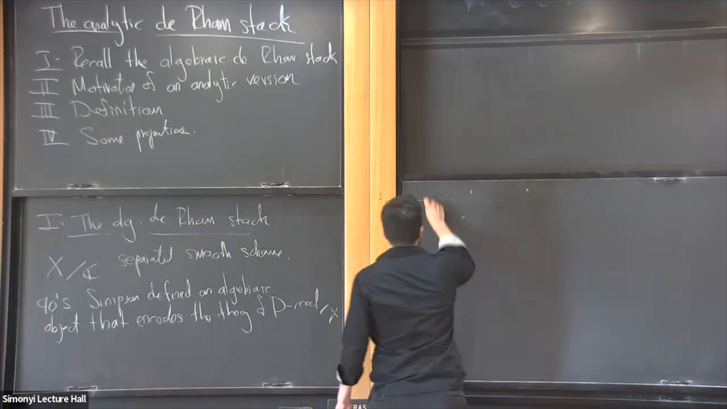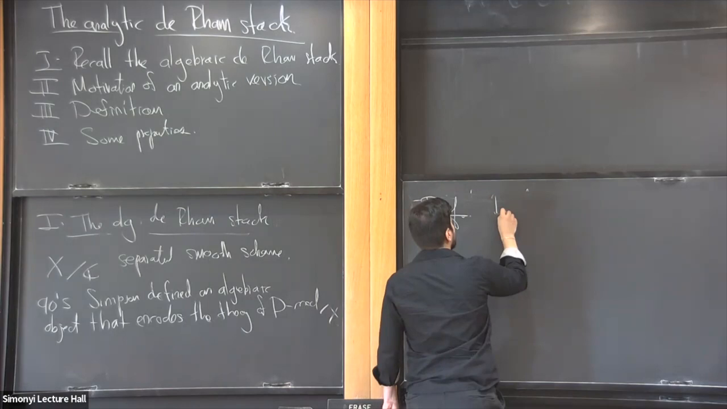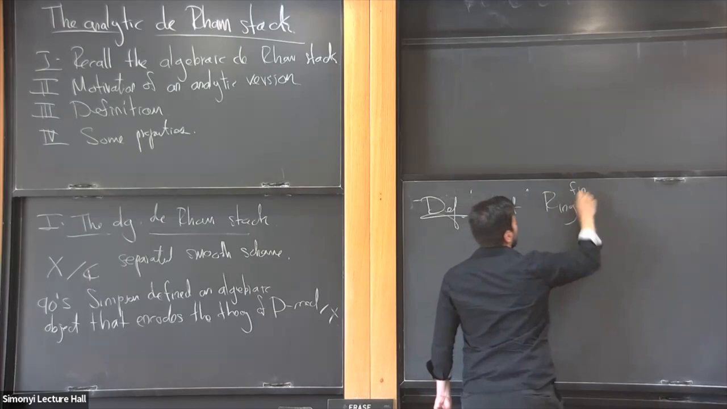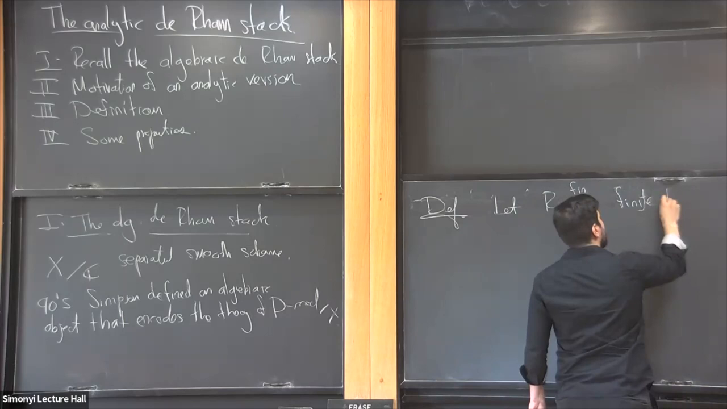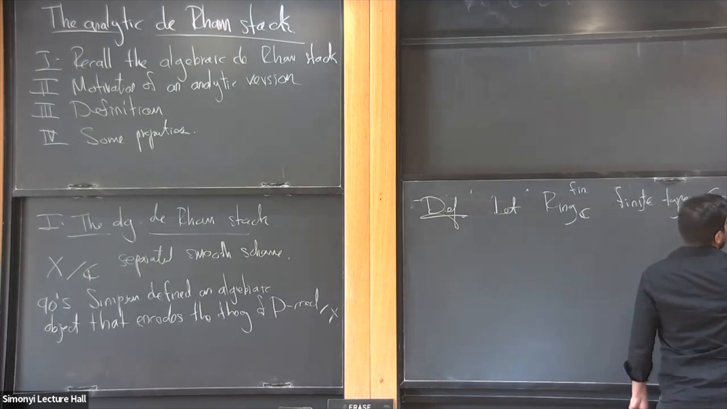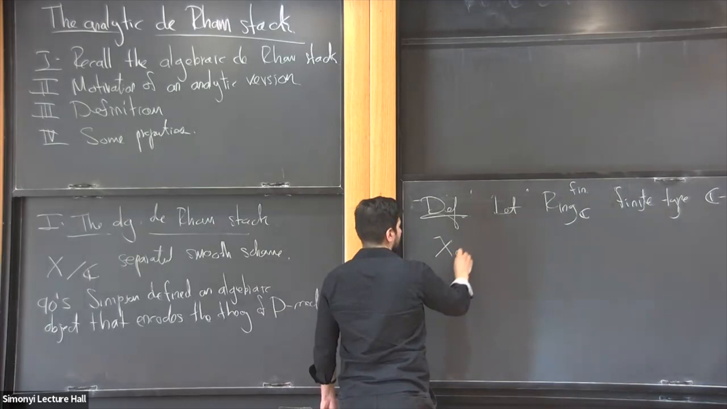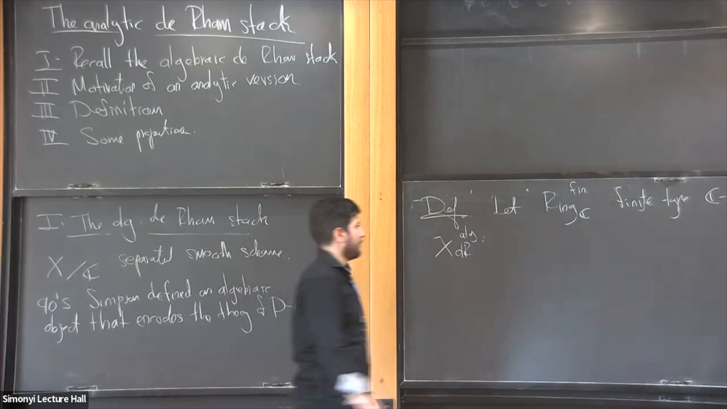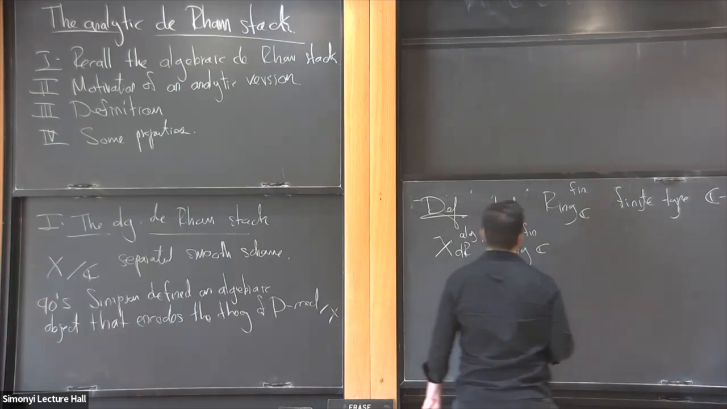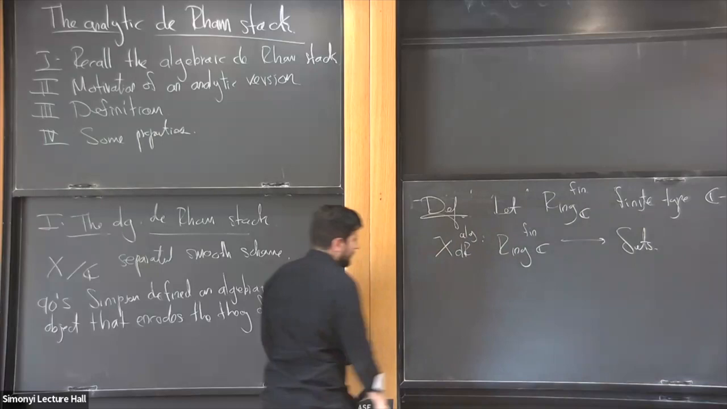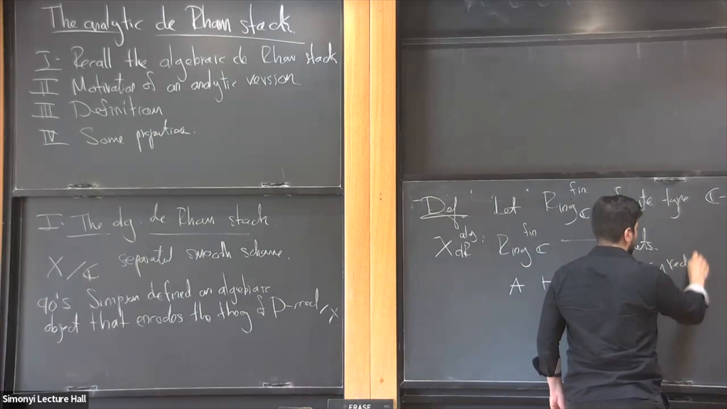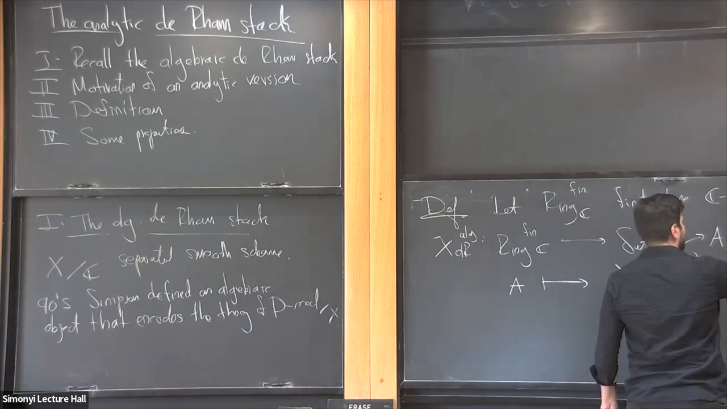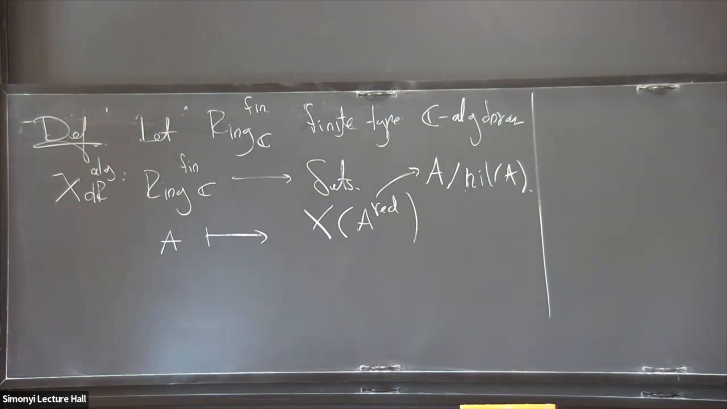So the algebraic de Rham stack. Let Ring be the category of finite type algebras, so just rings that are finite type algebras. The de Rham stack is a sheaf on this category of rings. It's a functor from this category of rings to sets that maps a ring A to the points of X at the reduction of A, A reduced. Let me just take a presheaf, but it's going to be at the end a sheaf in the appropriate topology.